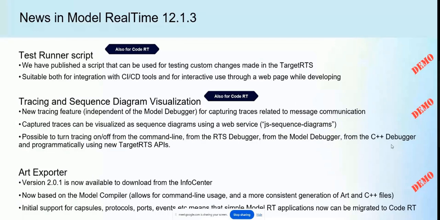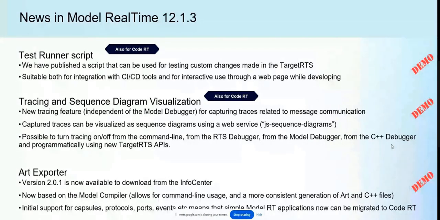We have also published a new script, which we call the test runner script. This is a script that makes it easier for you to test if you have a custom version of the target RTS, which I know many of you have. When we release a new version of either Code RealTime or Model RealTime, you typically want to make sure that your custom version still works.